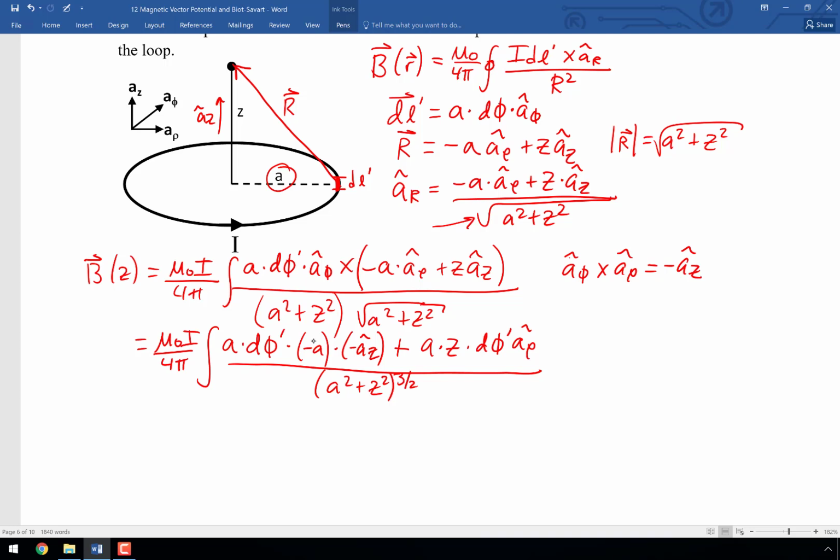Now it turns out that these negative signs are going to cancel. I'll be able to combine the two a's into an a squared. The integration now is with respect to d phi, so I can see that that's from 0 up to 2 pi. I need to go around the full loop.